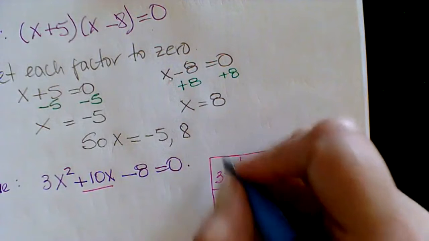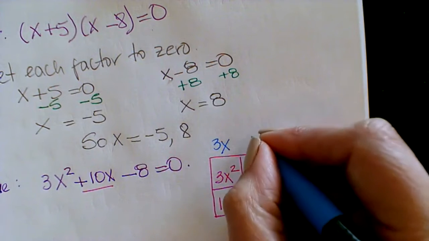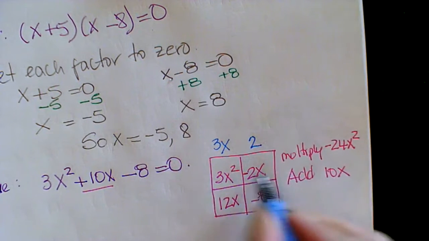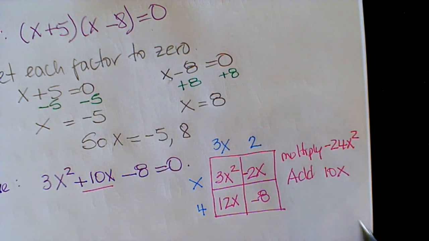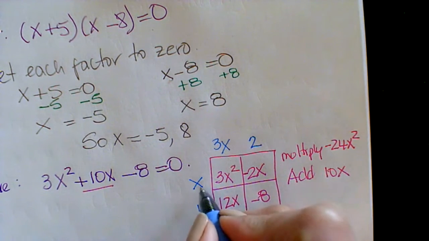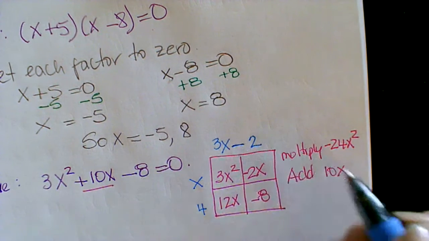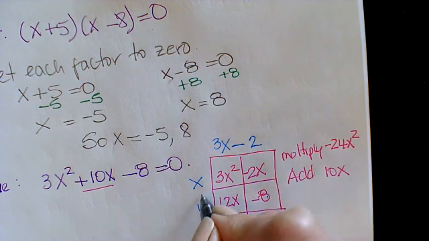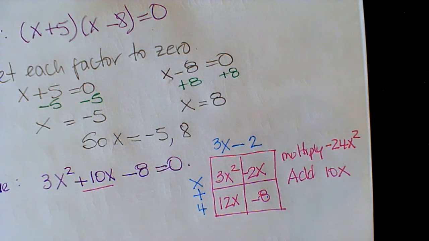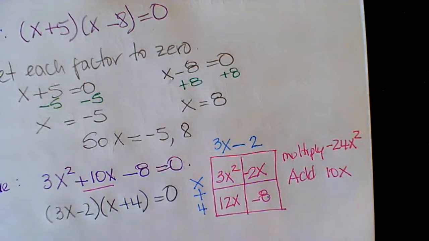Now let's figure it out. In the first column is going to be my greatest common factor, 3x. And on the second column is going to be a 2. Right here, what do I have? I have the x. And here I have a 4. If I multiply this one times this one, it is positive. X times 2 needs to be negative 2x, so this one needs to be negative. If I multiply the 4 times negative 2, it is negative 8, so this is going to be positive. So my answer is going to be 3x minus 2 and x plus 4 equal to 0.